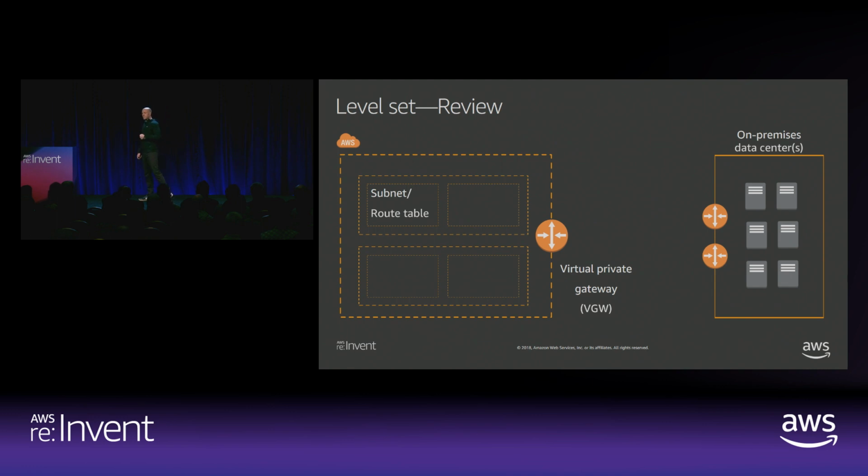If you want to connect to your on-premise data center, you need to configure something called a virtual private gateway. You're going to hear me call this throughout the talk the VGW. And you can think of this as a logical, fully redundant, distributed router that sits at the edge of your VPC.